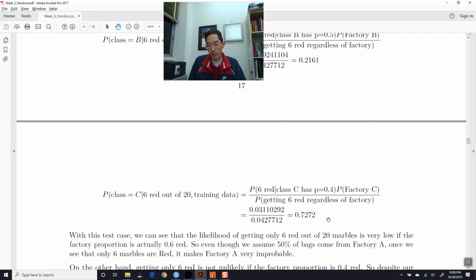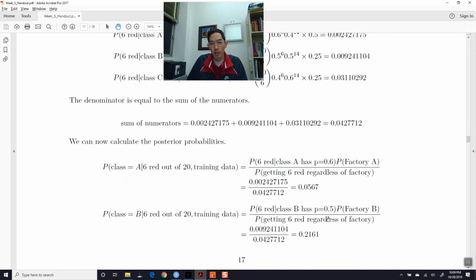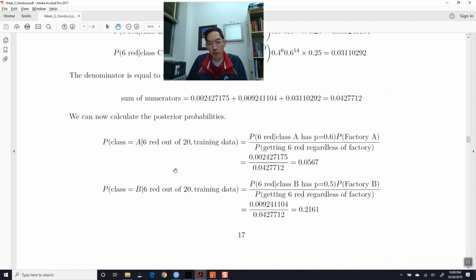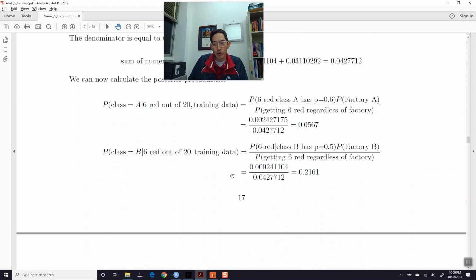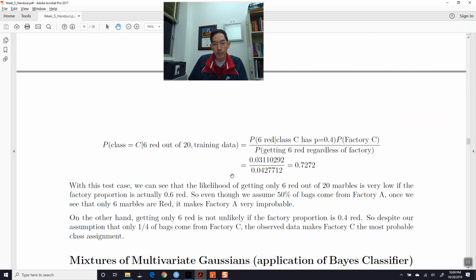Because their filling proportion is something around 40% red, and so it's not that strange to imagine a factory where 40% of them are red produces a bag where only 30% are red, okay? Whereas it's very unusual for a factory where 60% are red to produce a bag that's only 30% red, okay? And so that's what we get. That's the Bayes classifier.